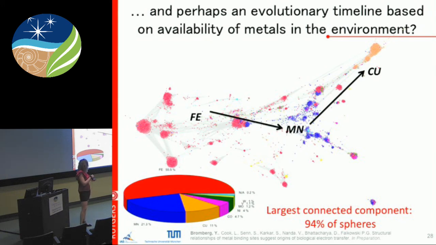Well, and by the way, the largest connected component of this structure network contains 94% of those 4,600 spheres, which in itself is telling. It means that we can find functional similarity across all of these proteins, and sort of begs this idea that maybe they come from the same ancestor. Maybe.